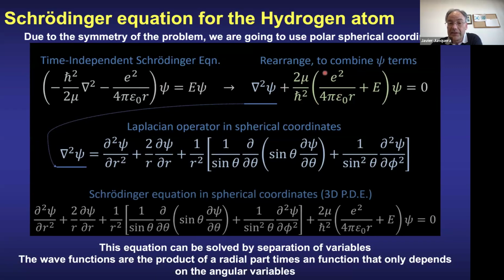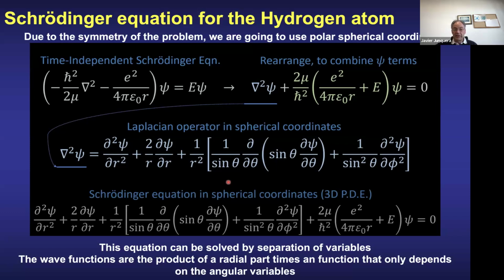The only thing that is a little bit more cumbersome is that, using polar spherical coordinates, the shape of the Laplacian operator is a little bit more difficult than before. So the Laplacian operator in spherical coordinates takes the shape that you can see here. It looks slightly more complicated than in Cartesian coordinates. And the time-independent Schrödinger equation for the hydrogen atom in spherical coordinates takes this shape here. I'm not going to enter into the details about how to solve this, because it would take a couple of hours to go step by step.